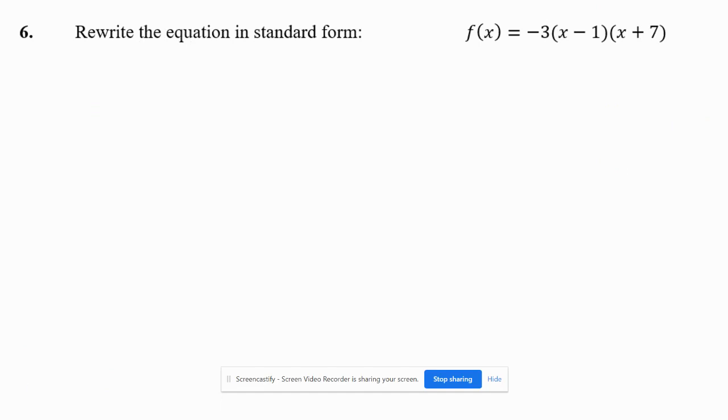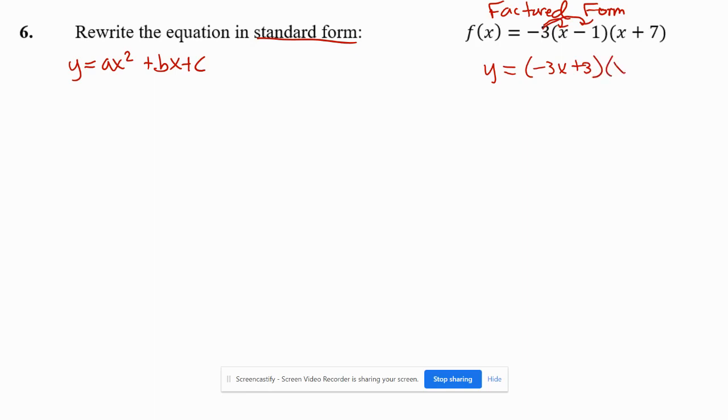All right, rewrite the equation in standard form. They gave it to us in factored form. And again, we want standard form. So we want y equals ax squared plus bx plus c. So we're going to distribute. We have negative 3 times x is negative 3x. Negative 3 times a negative 1 is positive 3 times the quantity (x plus 7).